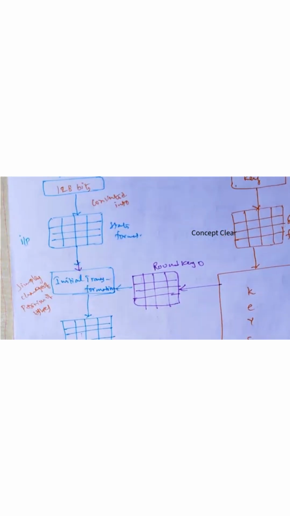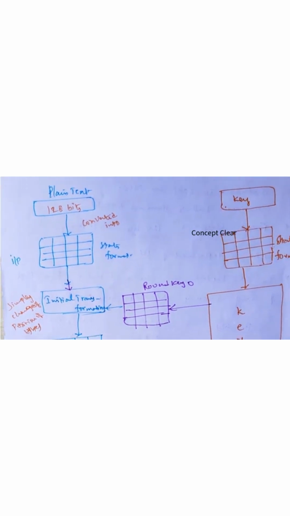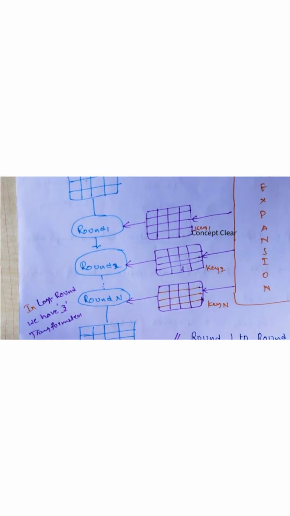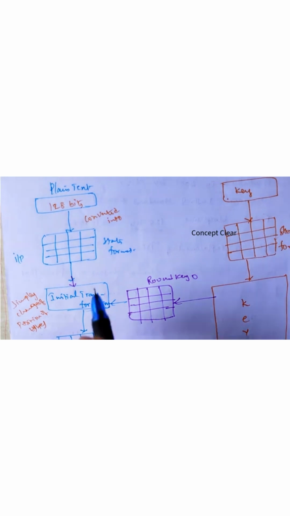Okay, see here, this is the AES algorithm block diagram. In this one, I will explain clearly. Don't get confused here. On the left side, we will take the plain text message. On the right side, we will take the key size.